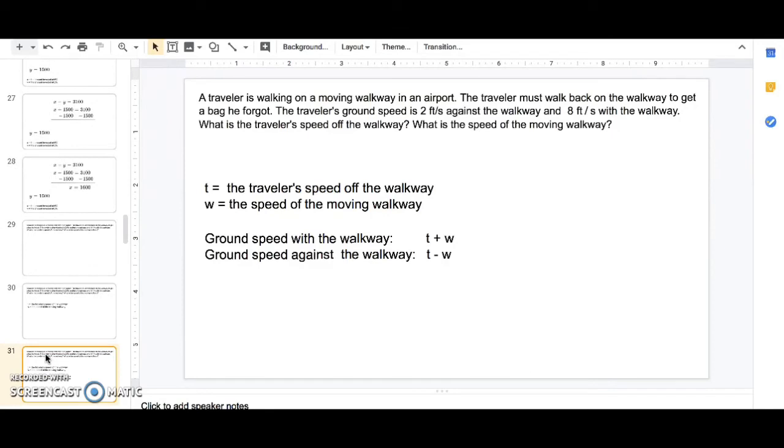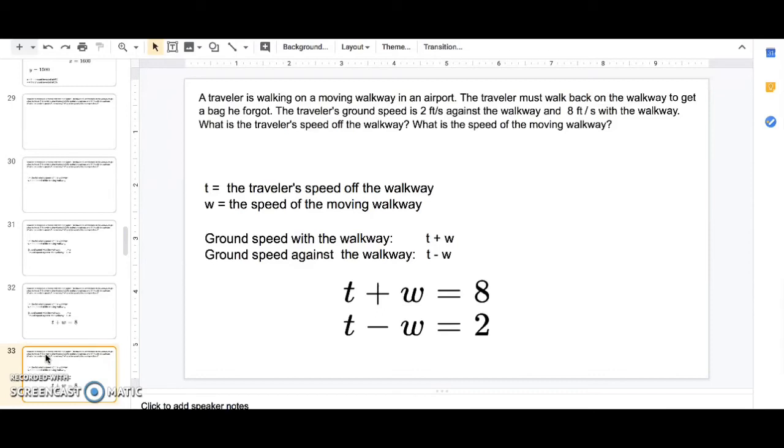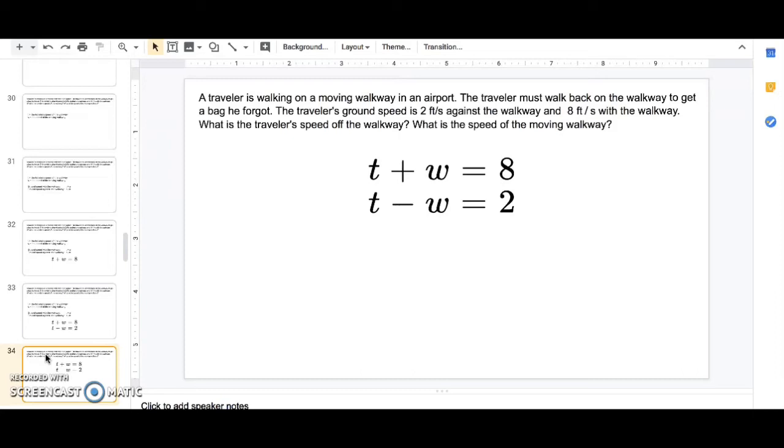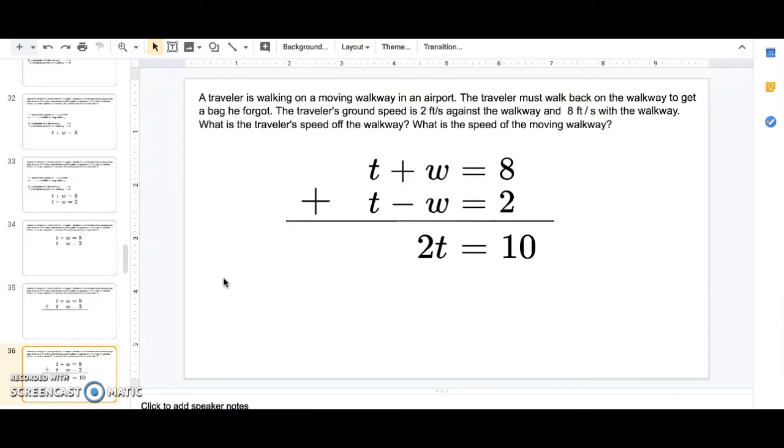So the ground speed with the walkway is t plus w, and the ground speed against the walkway is t minus w. So we're told with the walkway is 8 feet per second. So t plus w will be 8, and t minus w will equal 2. So now that's my two equations. Now I can simply use elimination in this case, since I have a pair of variables with the same number but different signs, the w's. So let's add up. t plus t is 2t, 8 plus 2 is 10. Now I divide both sides by 2, and t equals 5.